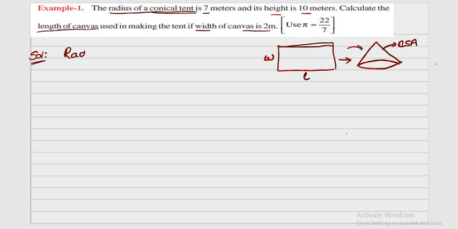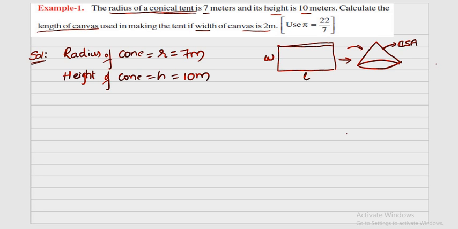First of all we have to write down the given things. Radius of cone, generally represented with r, is given as 7 meters. Next, height of cone, represented by h, is nothing but 10 meters. Next, what do I need to find? I need to find the length of the canvas. That means this length I need to find out. But before going to length, I need to find out the CSA of this particular cone, right? So for that I am going to find the CSA of the tent.